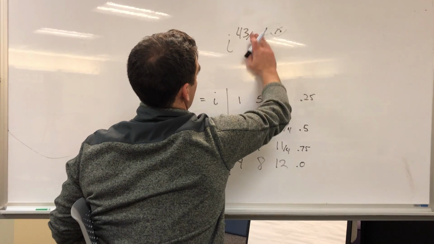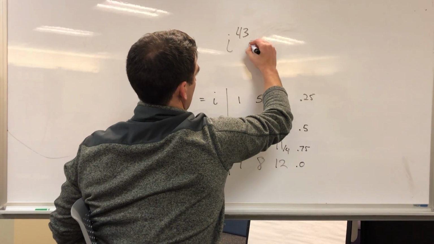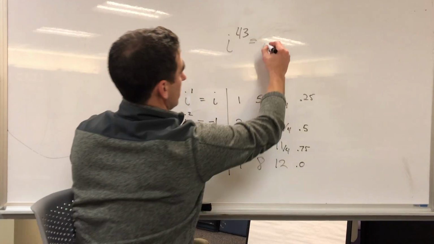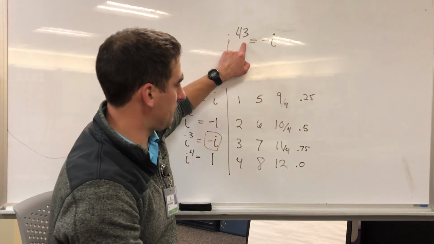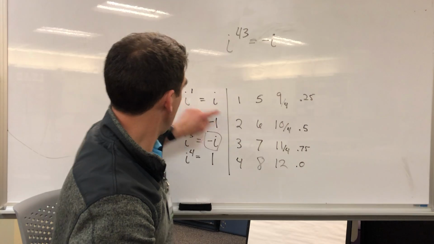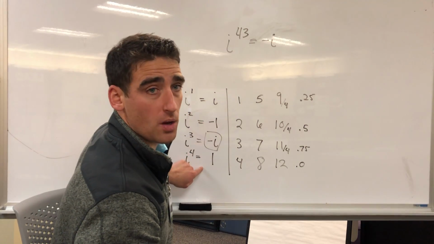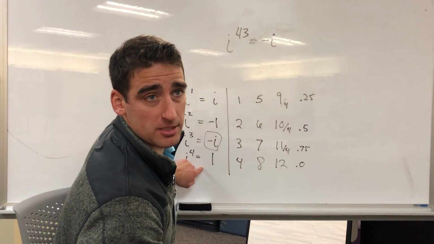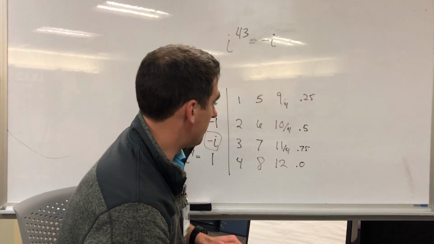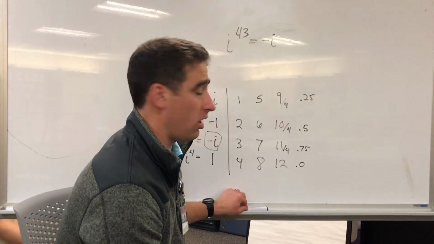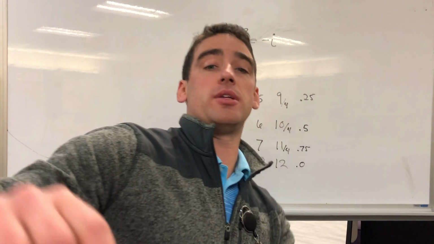So i to the 43rd is just negative i. You could do that with any number here. Divide it by 4, see where it falls, and then look at these. Okay? If you want to copy this down on a piece of paper and have it with you while you're doing your test, that's completely fine. Okay? If you have any questions at all over this stuff, come ask me before you take the PFA.